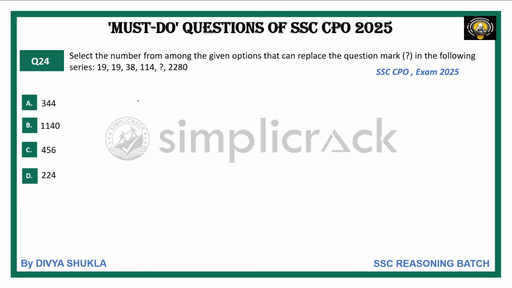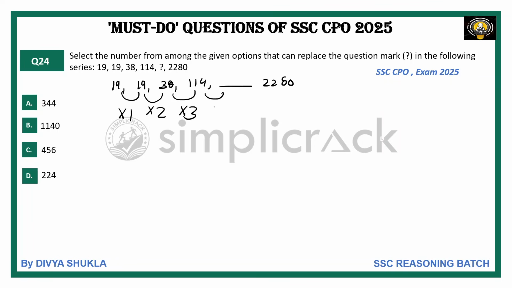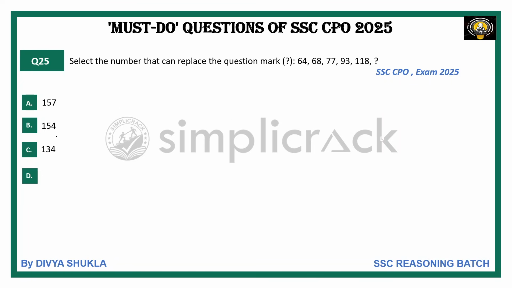So again, this is a question of series. Let's see: 19, 19, 38, 114, and we have to fill this space, and 2280. Understand, 19 is becoming 38 by multiplication of 2, and 38 is becoming 114 by multiplication of 3, and here it is being multiplied by 1. So the pattern is multiplied by 1, 2, 3, which means the next number is to be multiplied by 4. So 456 is the correct answer, option C.